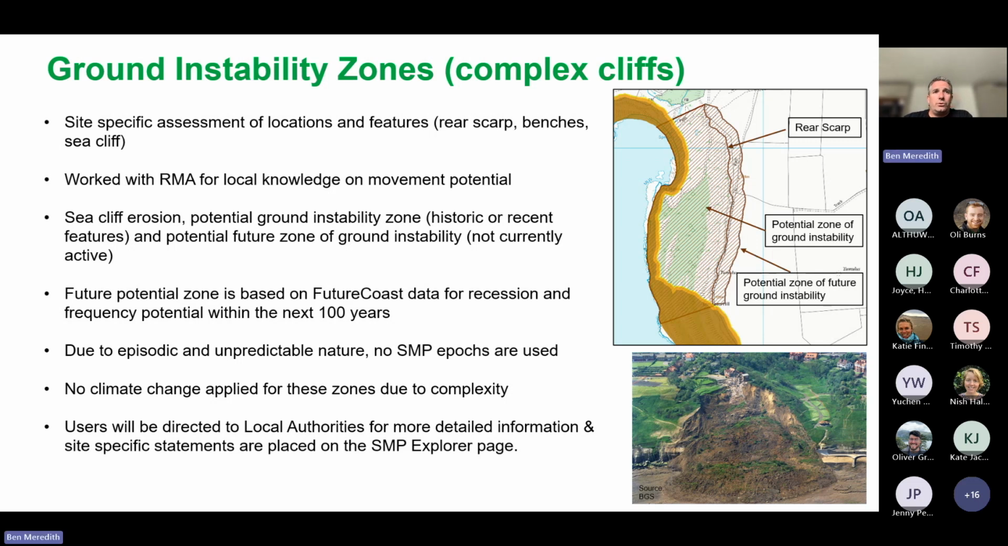We've also sought advice from local authorities through this process and included additional wording on the Shoreline Management Plan Explorer website, which points people to the direction of local authorities for more information. And we have site-specific text from those key sites on our Explorer platform.